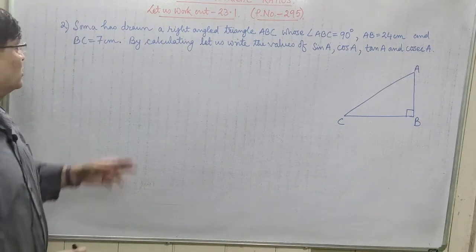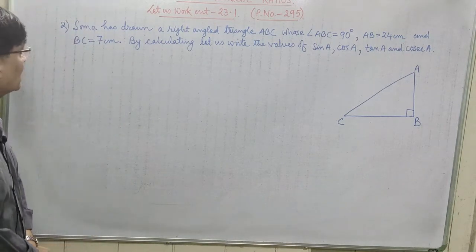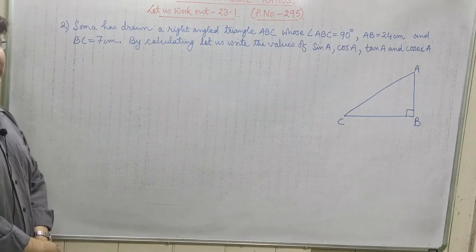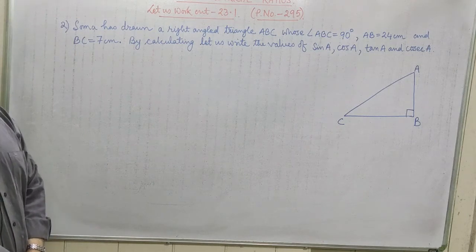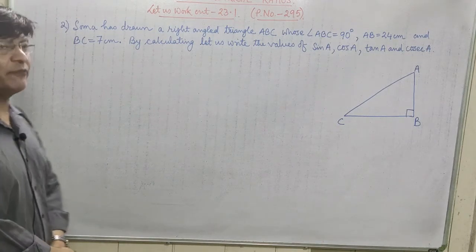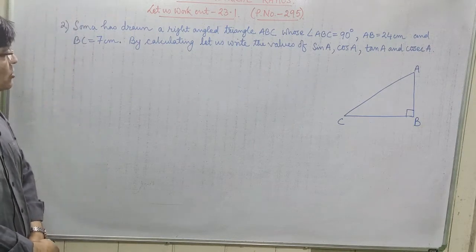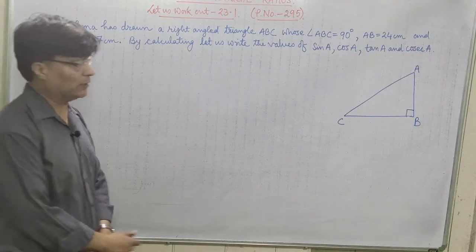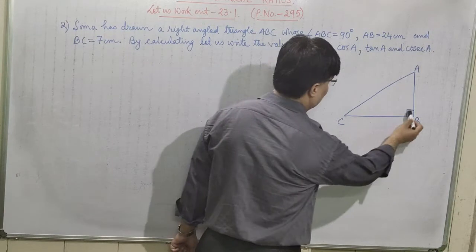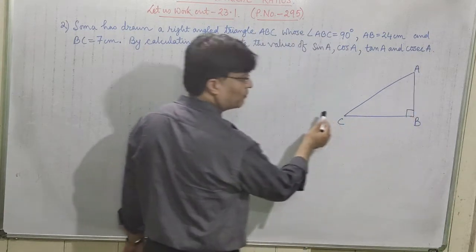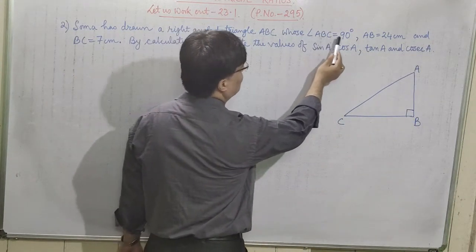So now we'll do the next question, that is question number 2. Soma has drawn a right angle triangle ABC. Soma is the name of a girl. So she has drawn a right angle triangle ABC with angle ABC is 90 degrees.